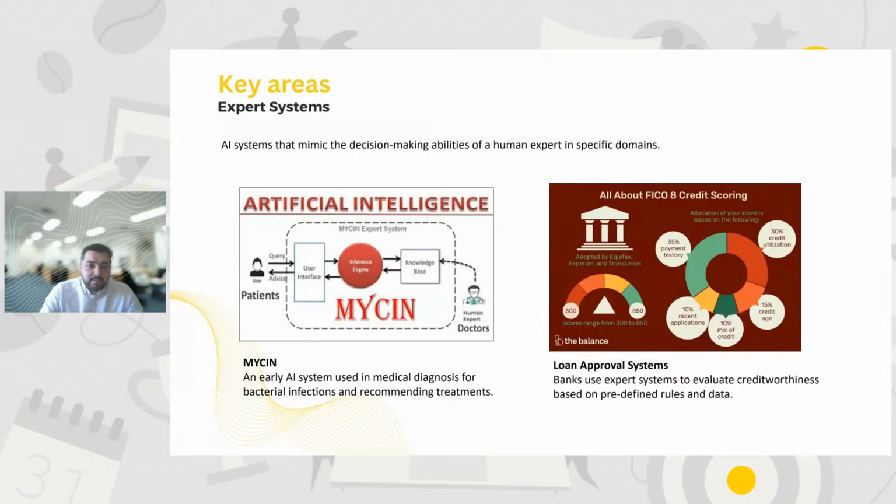We also have expert systems, which are systems that mimic the decision-making abilities of human experts in specific domains. So basically here we have some processes and methods like this MYCIN that allow diagnosing bacterial infections and recommending treatments, using AI to detect the behavior and create the patterns about that and focus on a specific context. And the same about approval systems.